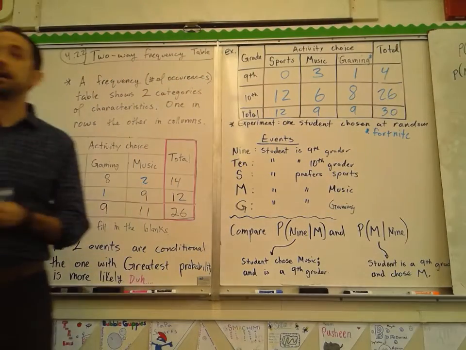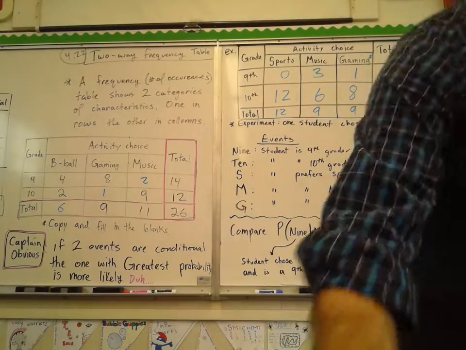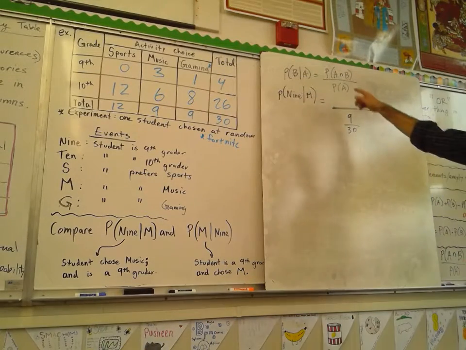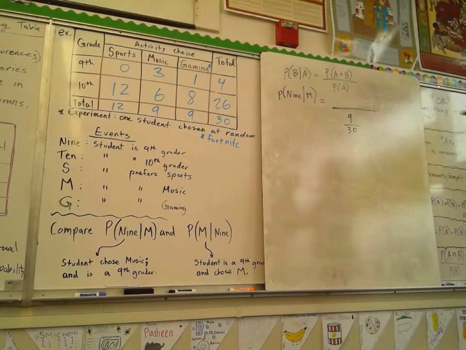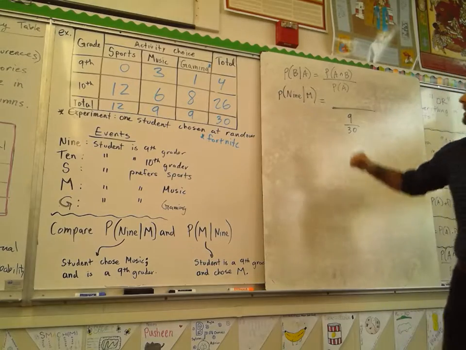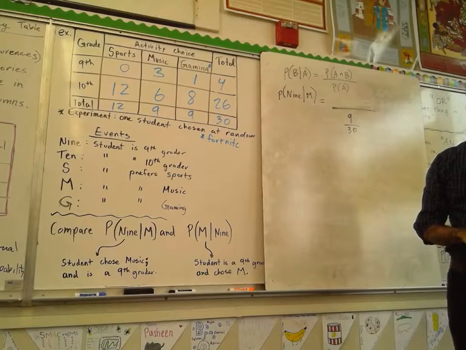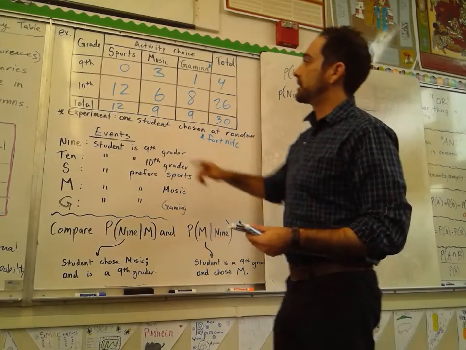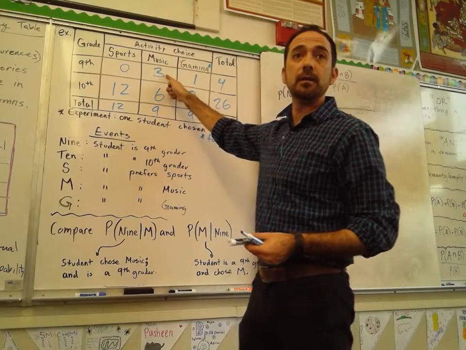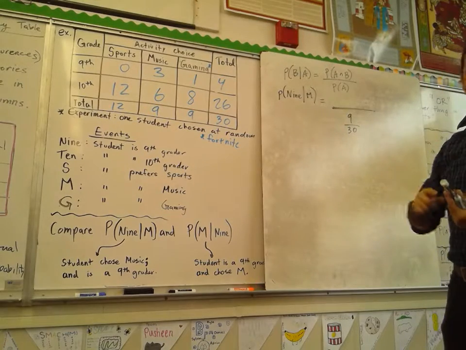Now let's look at this. What does this mean again? What is this symbol? It's an upside down union, which is an intersection, right? The intersection of A and B. Ninth graders and music. What's the number that intersects for those? 3. Okay. Right, Melissa? Yes.